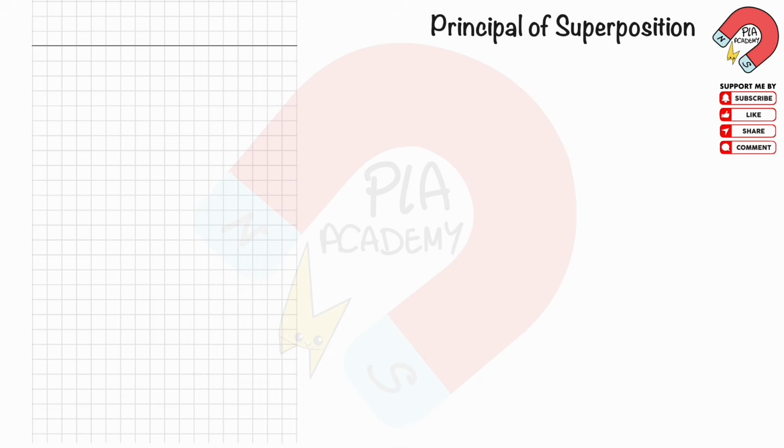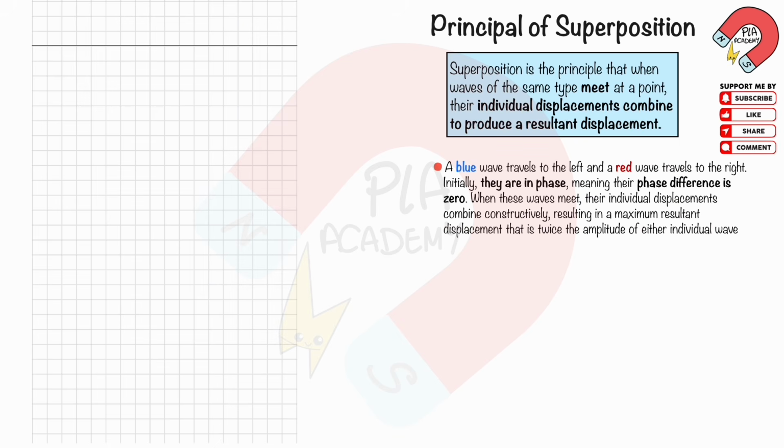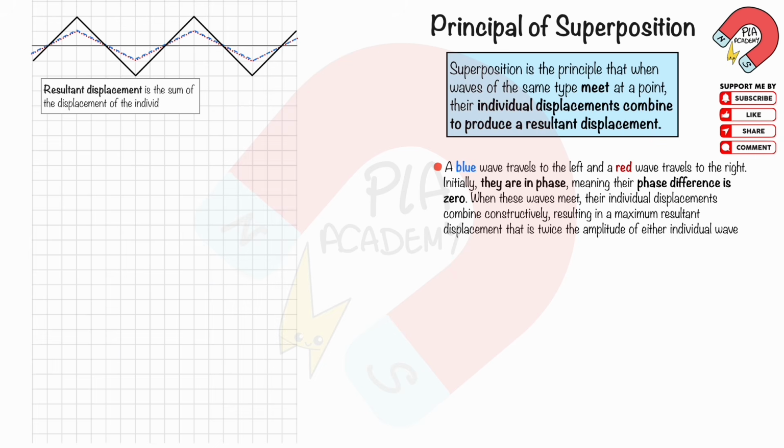Principle of superposition. Superposition is the principle that when waves of the same type meet at a point, their individual displacements combine to produce a resultant displacement. A blue wave travels to the left and a red wave travels to the right. Initially, they are in phase, meaning their phase difference is zero. When these waves meet, their individual displacements combine constructively, resulting in a maximum resultant displacement that is twice the amplitude of either individual wave. This is called constructive superposition, which occurs when waves are in phase, with phase differences of 0 degrees, creating the maximum amplitude.